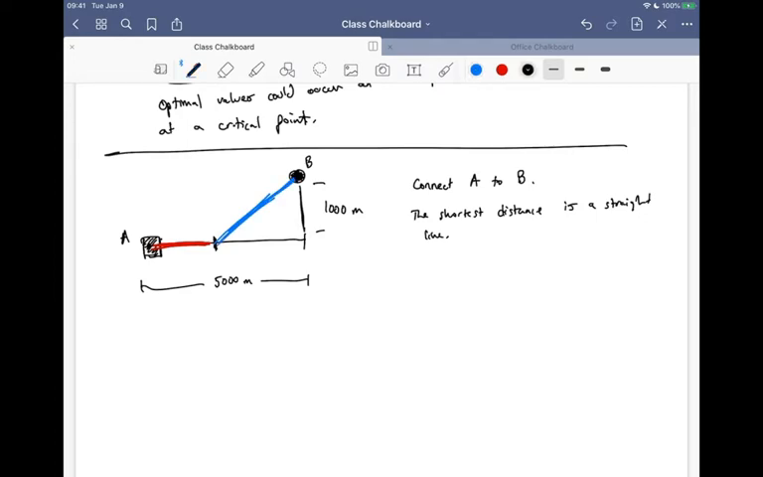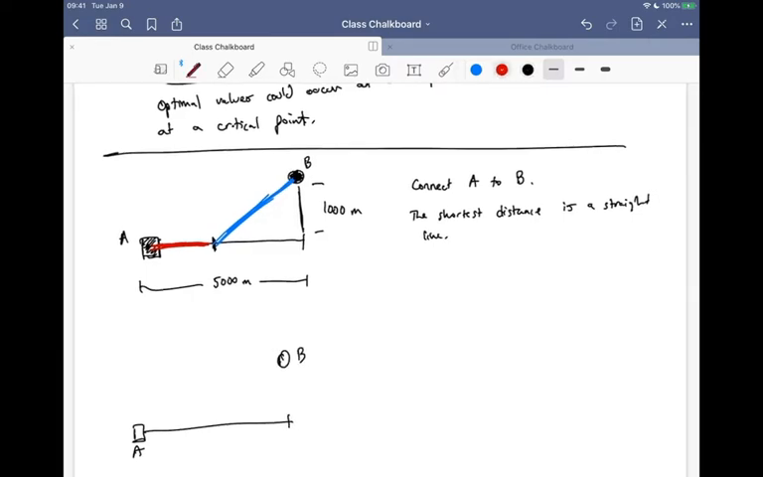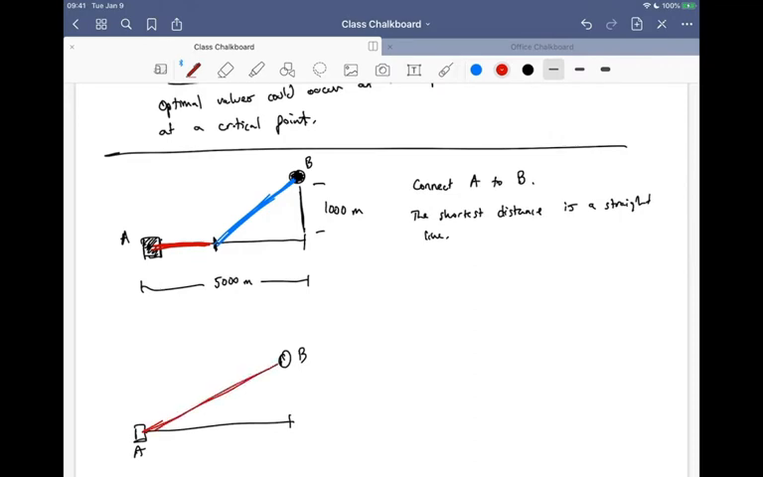Okay, so let's sketch the extreme kinds of situations. We could have a B. We could, for example, do a straight line.